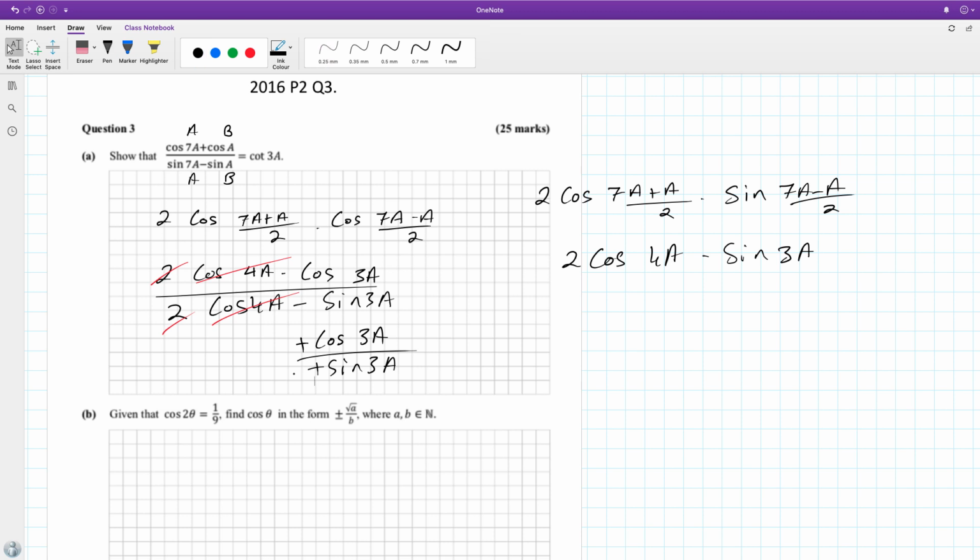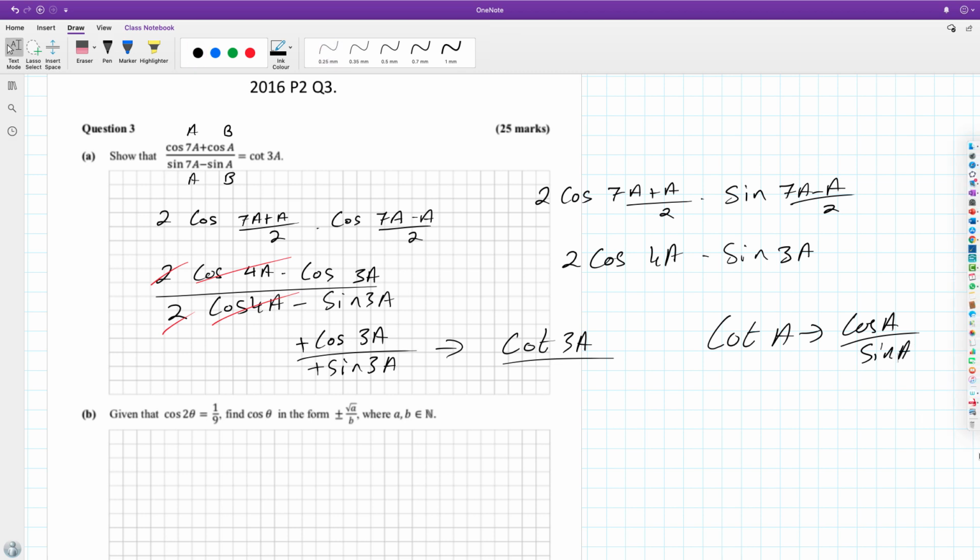We go to the rule on page 13 of our logbook. What's the cot of a? Cos a over sine a. So cos of 3a over sine of 3a will leave you with the cot of 3a, because the cot of a, top left hand corner of page 13, is cos a over sine a. Is that okay? Good stuff. And that was 15 marks there, just using rules in the logbook, which isn't bad.